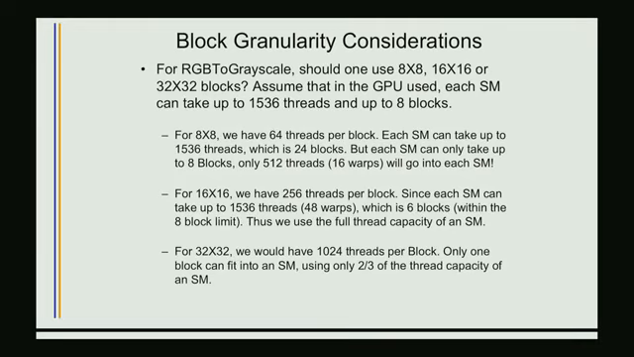But each SM can only take 8 blocks. That's a limit, so I can't put 24. So at this point, what I'm going to be limited by is the number of blocks that I can map, and I'm only going to get 16 warps on each SM, which may be enough, may not be enough. I go through all the other options, and what we end up with is, hey, the 16x16, I'm at the full thread capacity of the SM.